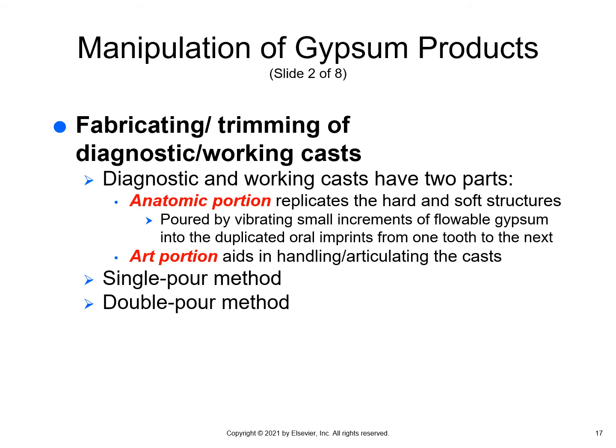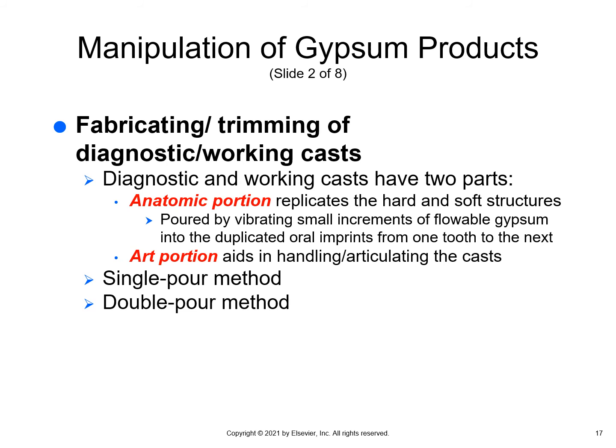So we'll talk a little bit about fabricating and the trimming of diagnostic and working casts. You will not be required to make study models, but you will make models for bleach trays and night guards, which is very different than a study model. With the study models or diagnostic and working cast, you've got two components to that model. You've got the anatomic portion, which is the replication of the hard and soft structures of the mouth.